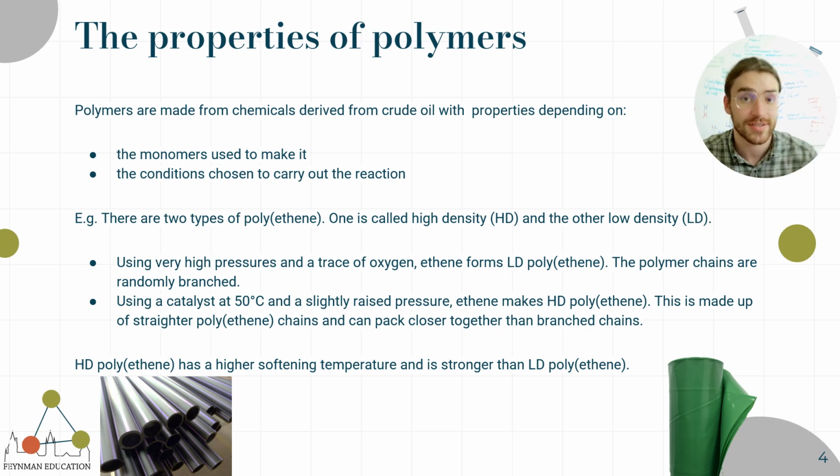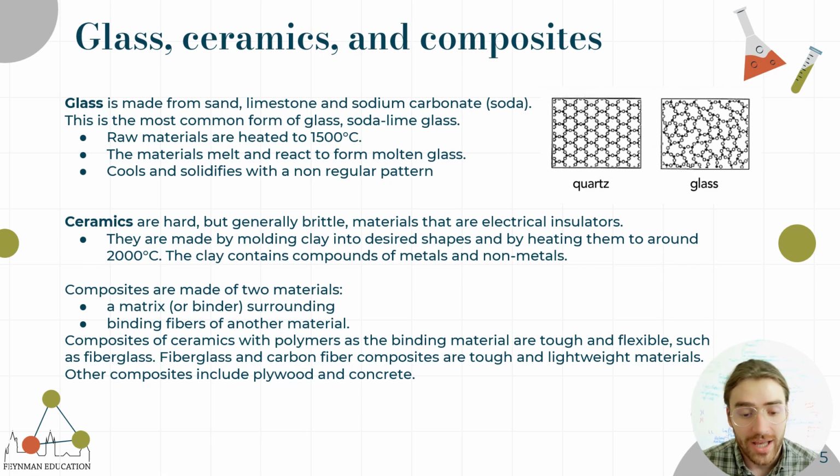So your pipes, as well as containers that need to be rigid, are going to be made out of high density polyethylene, whereas your plastic packets, things that don't need to be so strong, can be made out of low density polyethylene. Okay, so now we're going to be looking at glass, ceramics, and composites.